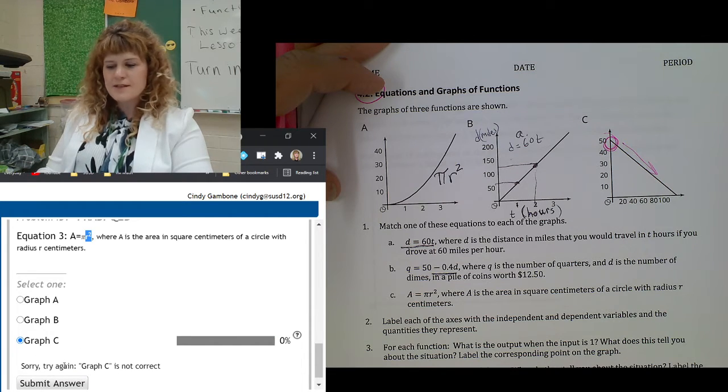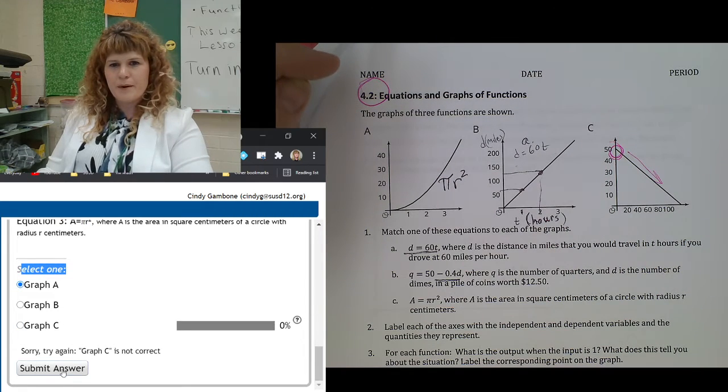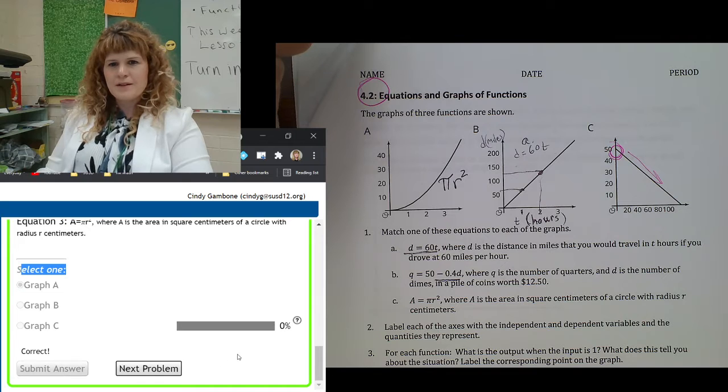Oops, I clicked graph C, but graph C was the second one. I meant to click graph A. Darn it, I lost all my points. Whatever, I don't care.